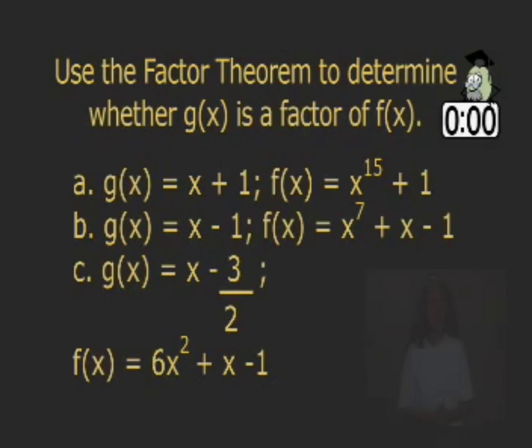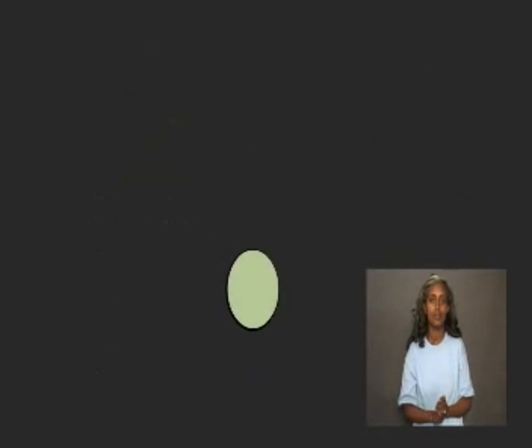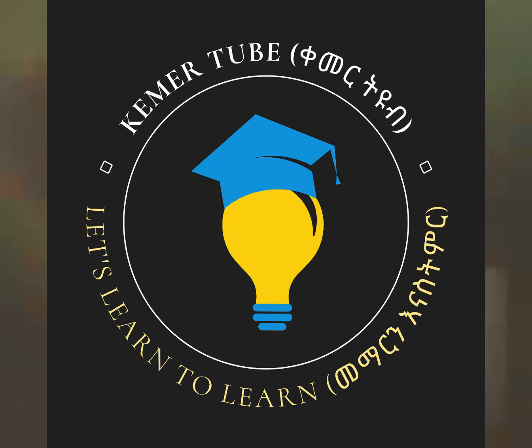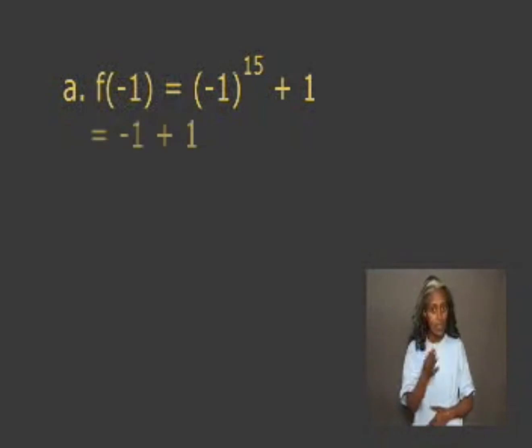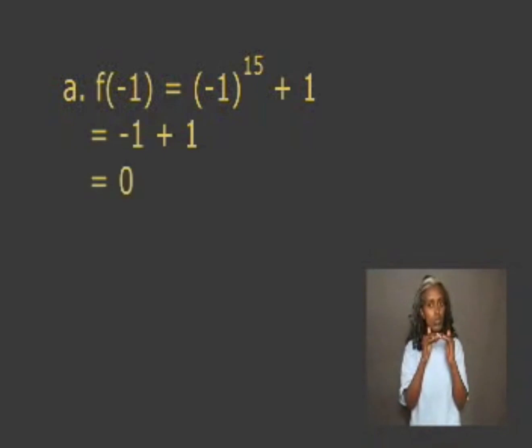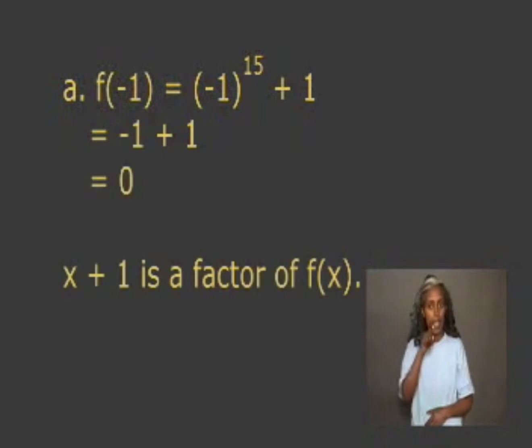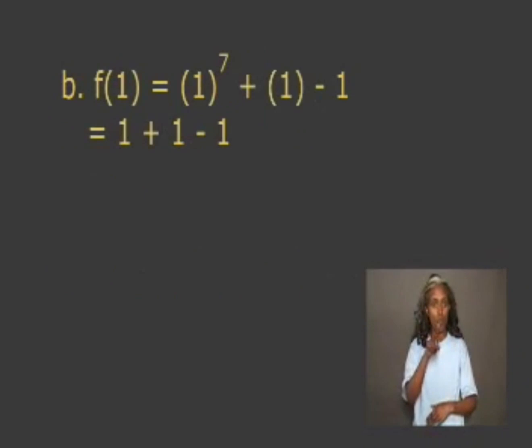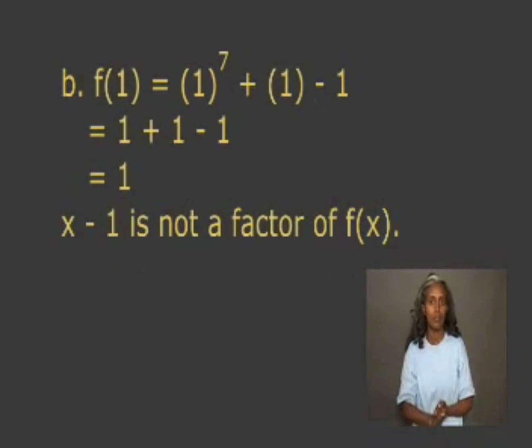Time's up. Let's get back to our lesson. Hello again, students. f of negative 1 is equal to 0. x plus 1 is a factor of f of x. f of 1 is equal to 1, not 0. x minus 1 is not a factor of f of x.